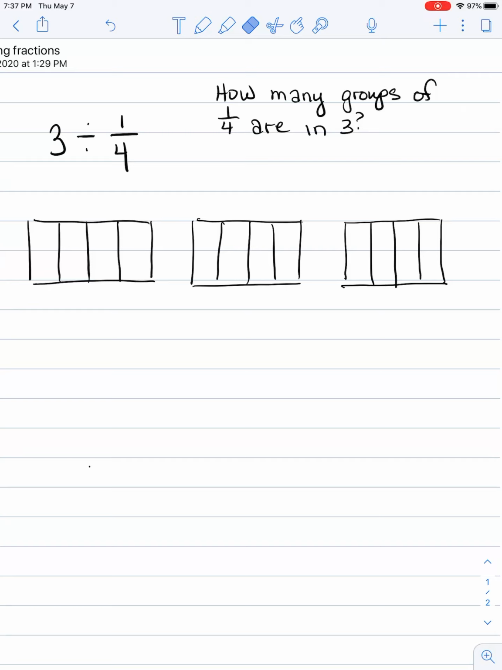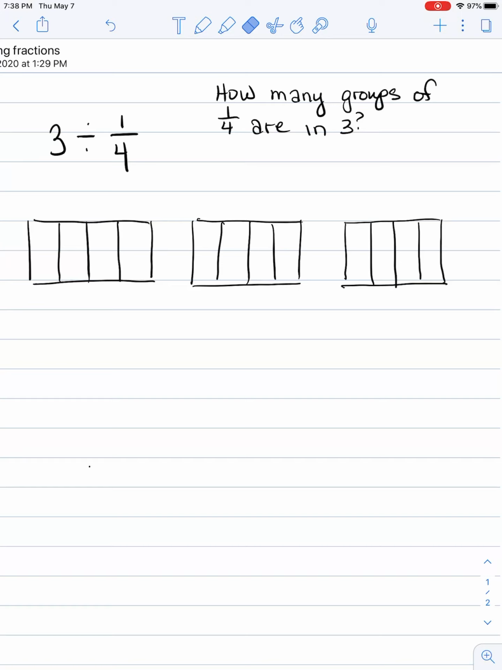Each rectangle is 1 whole. And I divided it into fourths because when I have the problem 3 divided by 1/4, I'm really asking the question, how many groups of 1/4 are in 3? Okay, so how many groups are there?